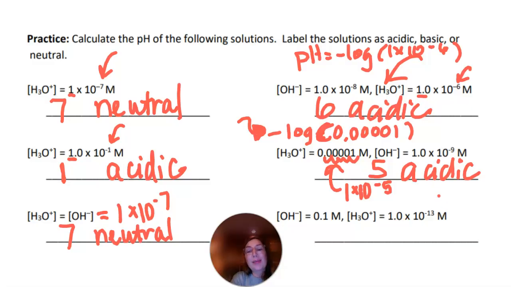H3O plus is 1 times 10 to the minus 13. Oh, there we go. There is a 13 for pH, and a 13 is basic. Oh, so there's a basic example.